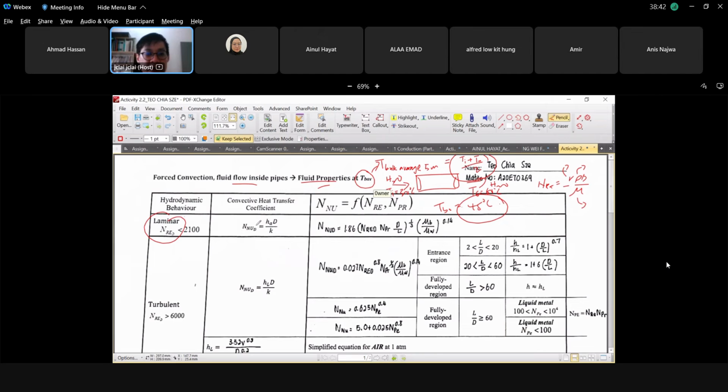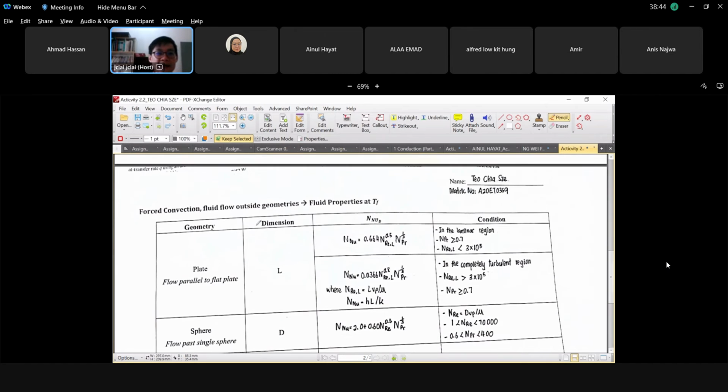But you see here at page 2, for external flow, fluid properties are taken at TF. What is TF? Anyone can tell me what is TF? Just unmute yourself.